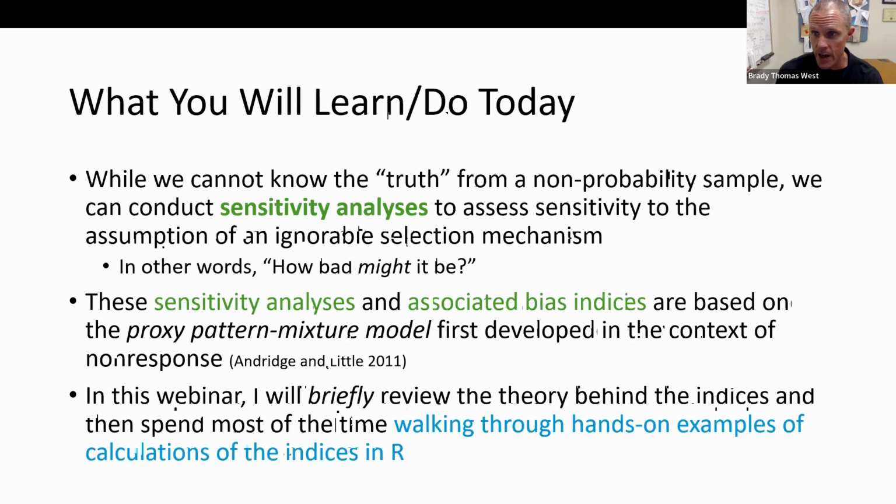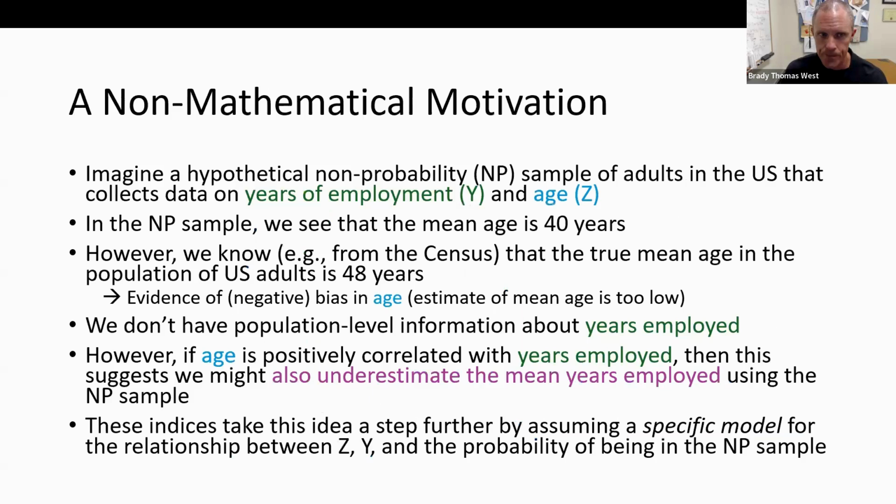So that's the underlying model behind everything that we're going to be talking about in this particular webinar and these measures of selection bias. This model was really first used to develop measures of selection bias in the context of survey non-response, but we're going to generalize it to self-selecting into a given non-probability sample as part of a general selection process. So I'm going to briefly review the theory behind these indices of selection bias and spend hopefully most of the time walking through, again, examples of these calculations using R.